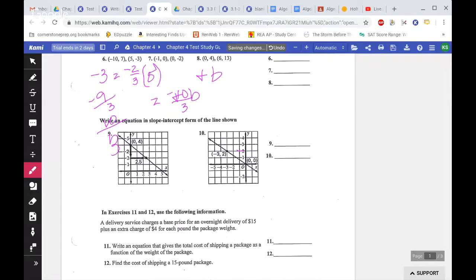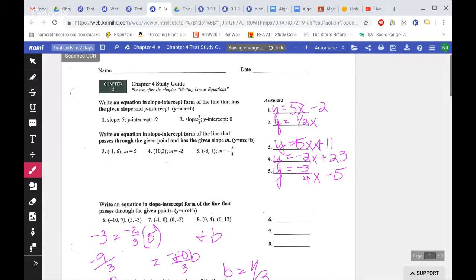There's 8 people. So what is B? 1 over 3. Thank you. And then you plug it in, and it would be y equals negative 2 over 3 x plus 1 over 3.